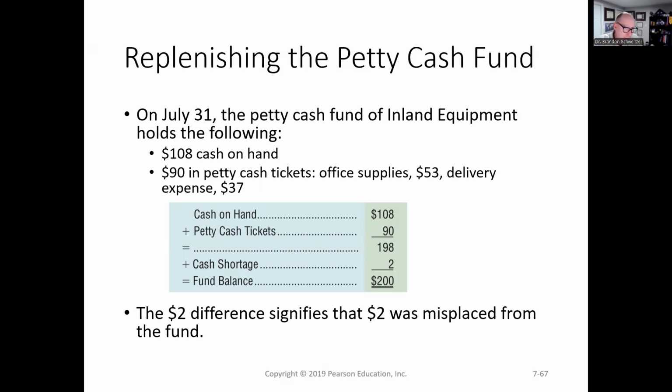Sometimes errors are made, and so there might be an over or under with respect to the petty cash fund. That's not great when that happens. Typically, a business will not reimburse for the loss of the petty cash fund, so just be really careful if you do end up using one of these in the future.